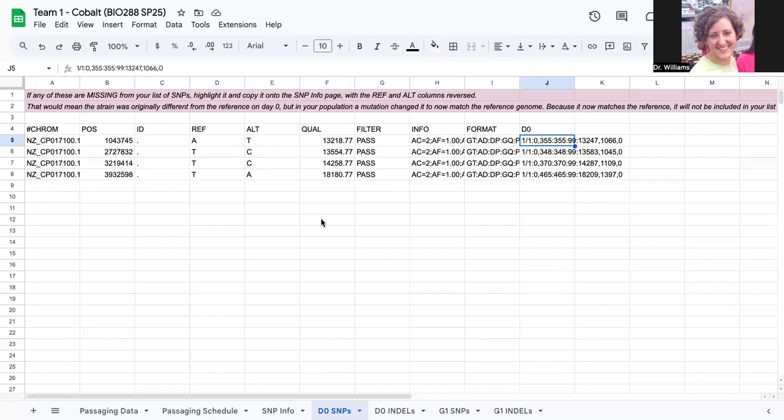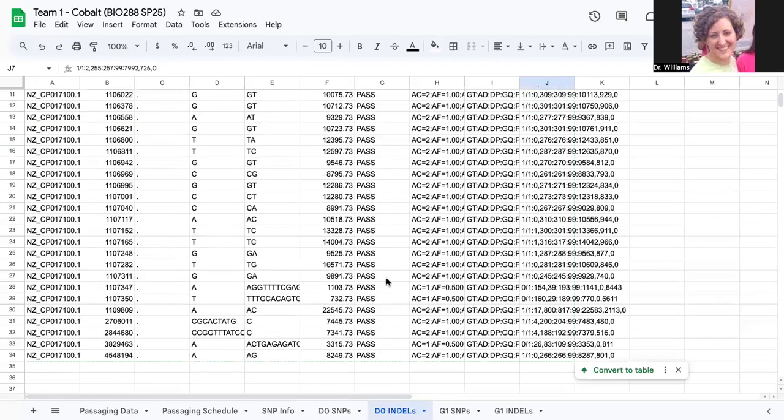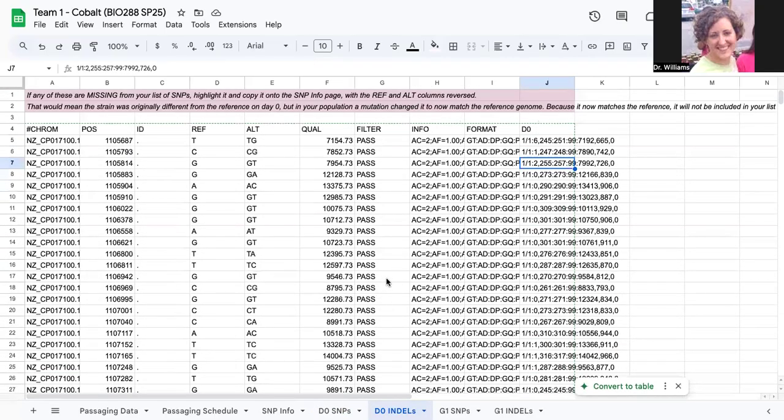So you need to cross-reference between the lists in both directions. Look for any of the day zero SNPs or day zero indels to be lost. We care about those. And obviously we care about new SNPs and new indels that arose during your experiment that were not there at day zero.